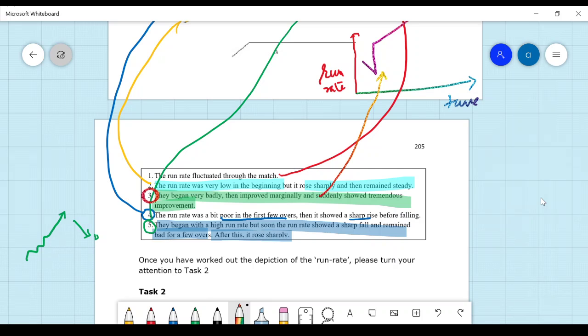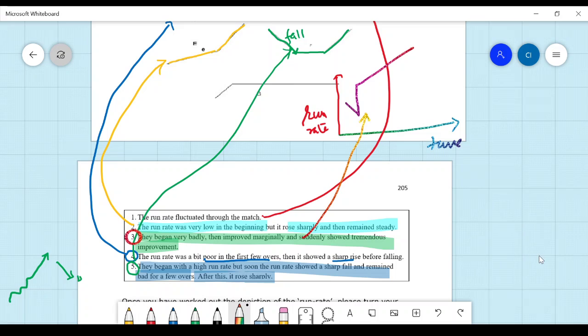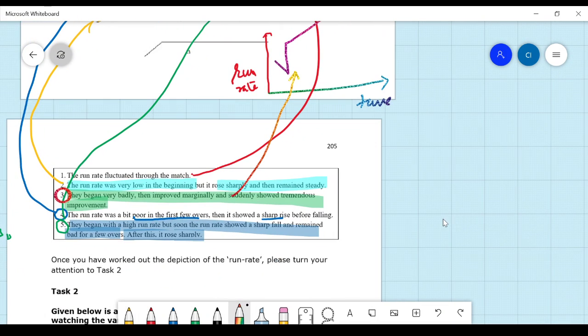Please turn to task 2. If you have done this, we can draw separate graphs for it also. So I'll have my own graph here. Let's see what it is for the first one. The run rates fluctuated through the match. So your x-axis is time, and the run rate first rose, then fell, then rose, then fell, rose, fell, rose, and then steadily fell. Okay, it keeps fluctuating, not proper. Okay, this is for the first one.